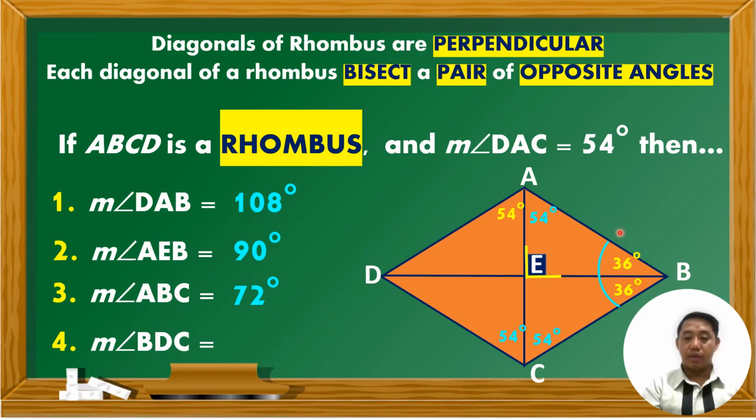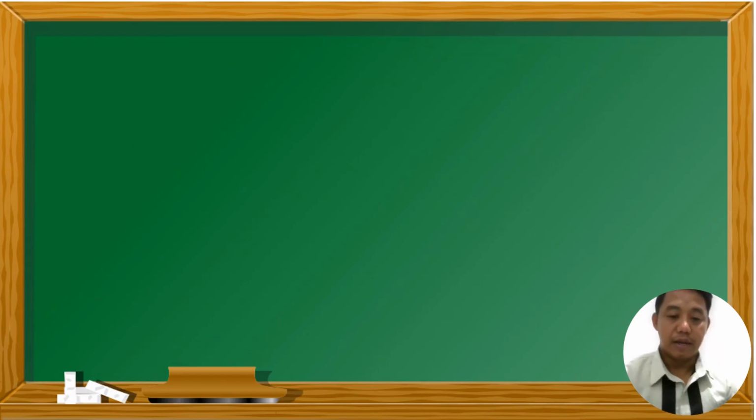So, BDC. Ano naman yung BDC? BDC. So, ganun din to, no? Diagonal of rhombus bisects a pair of opposite angles. 36 din ito. Kasi 36 din nasa taas. Yan.